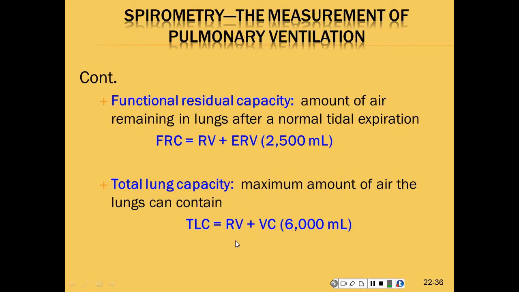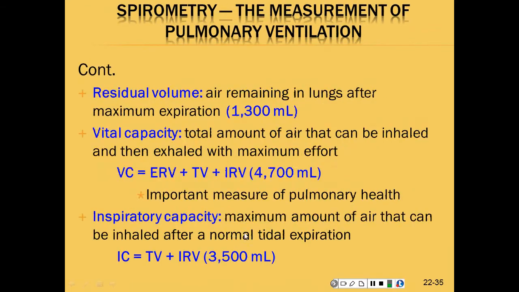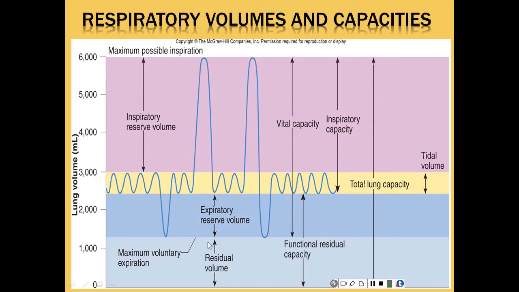You might wonder, RC, that's not what she said. I'm going to go back to the chart. RC plus VC. Our RV, I'm sorry, it's RV. It's our RV plus our VC. Here's our RV, our residual volume. This is this light blue area. So it's our RV plus our VC.